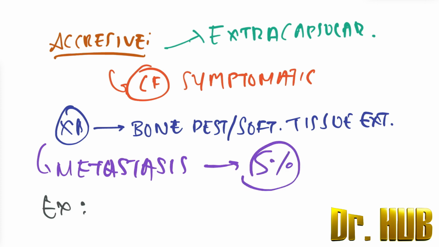Next we look at the examples. In the aggressive variety, the example is giant cell tumors. So let's just focus on the examples: in latent it was non-ossifying fibroma, in active it is aneurysmal bone cyst, and in aggressive it is giant cell tumors.